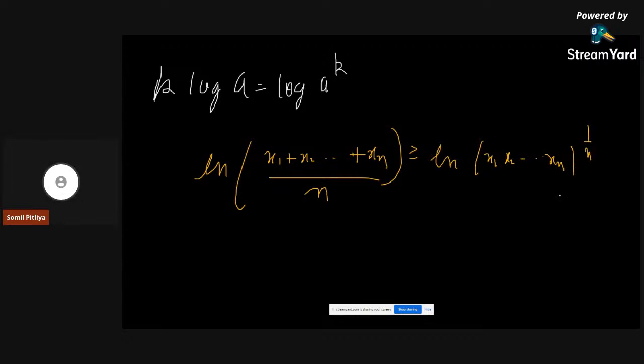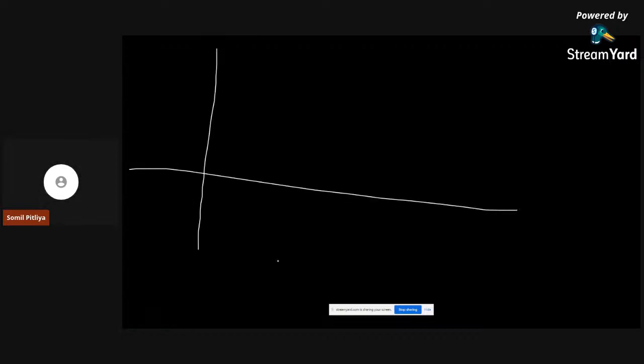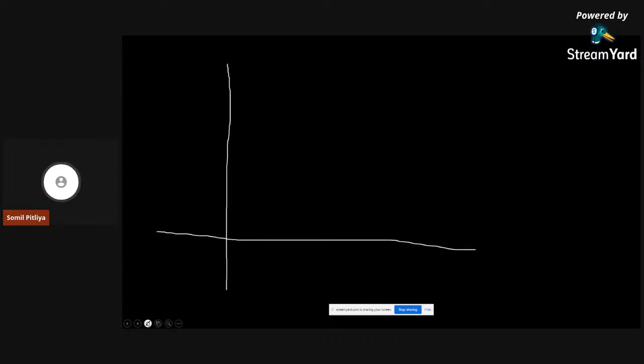Okay, now the main thing to notice is the following: if ln of something is greater than ln of some other thing, what can I say about the things inside the brackets? Let's see. I have ln x. Let me see the graph of ln x. So this is my graph of ln x, and we can see that it's an increasing function.